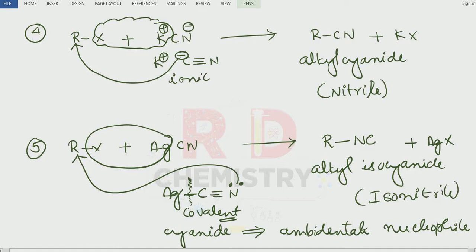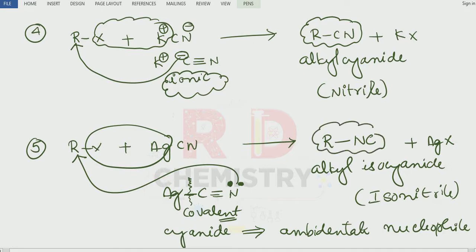Potassium cyanide, remember, is an ionic compound. Attack takes place through the carbon atom. Whereas silver cyanide is a covalent compound. Attack takes place through the nitrogen atom. Clear? That's why we expect different products here. Remember, in the first case RCN, in the second case RNC, isocyanide.